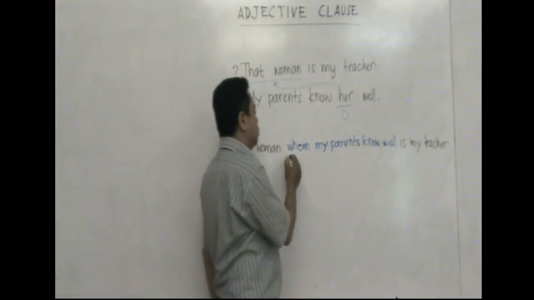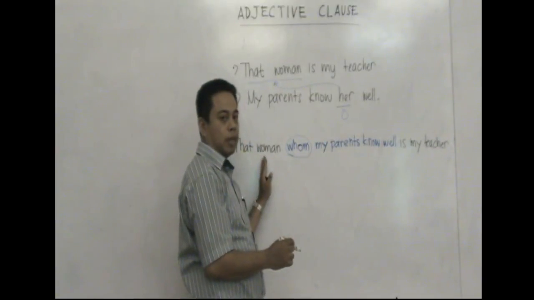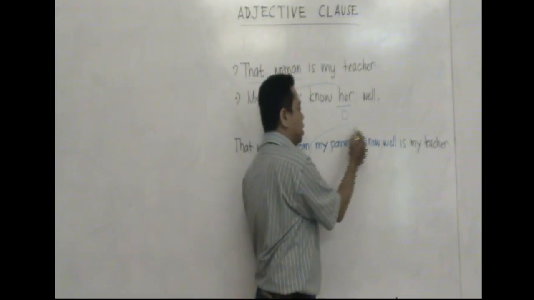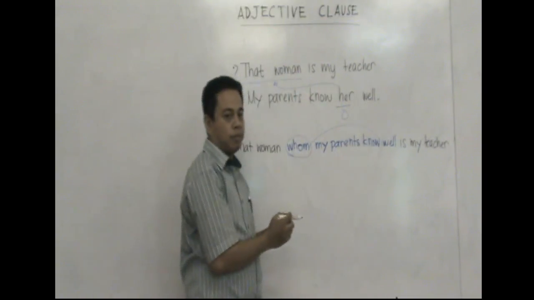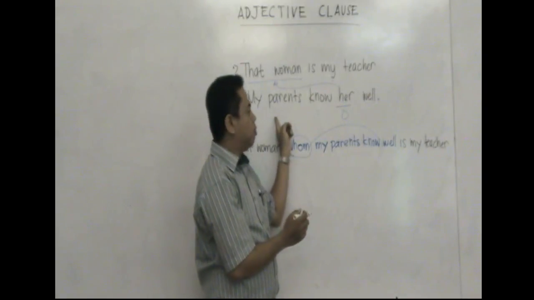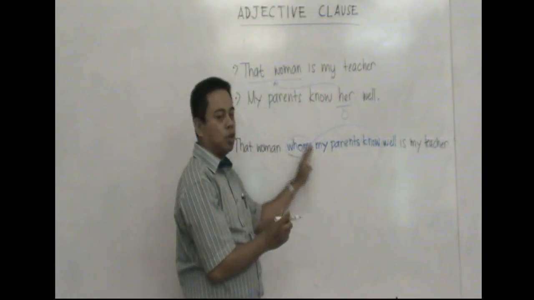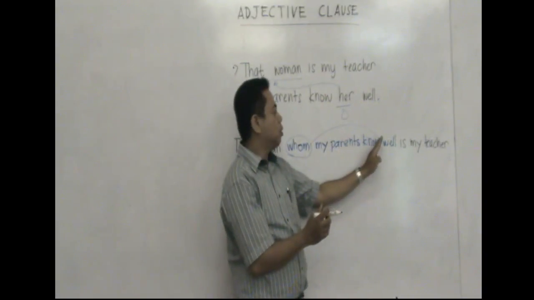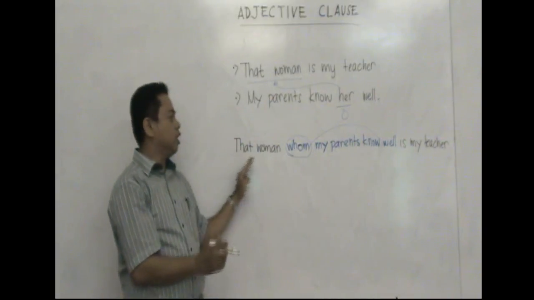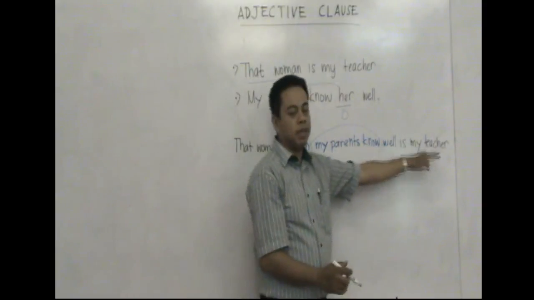Okay? So whom here refers to that woman. And actually, the position is here, like in the previous sentence. But because her is already substituted by whom, we do not need to restate her. So it becomes, again, that woman whom my parents know well is my teacher.